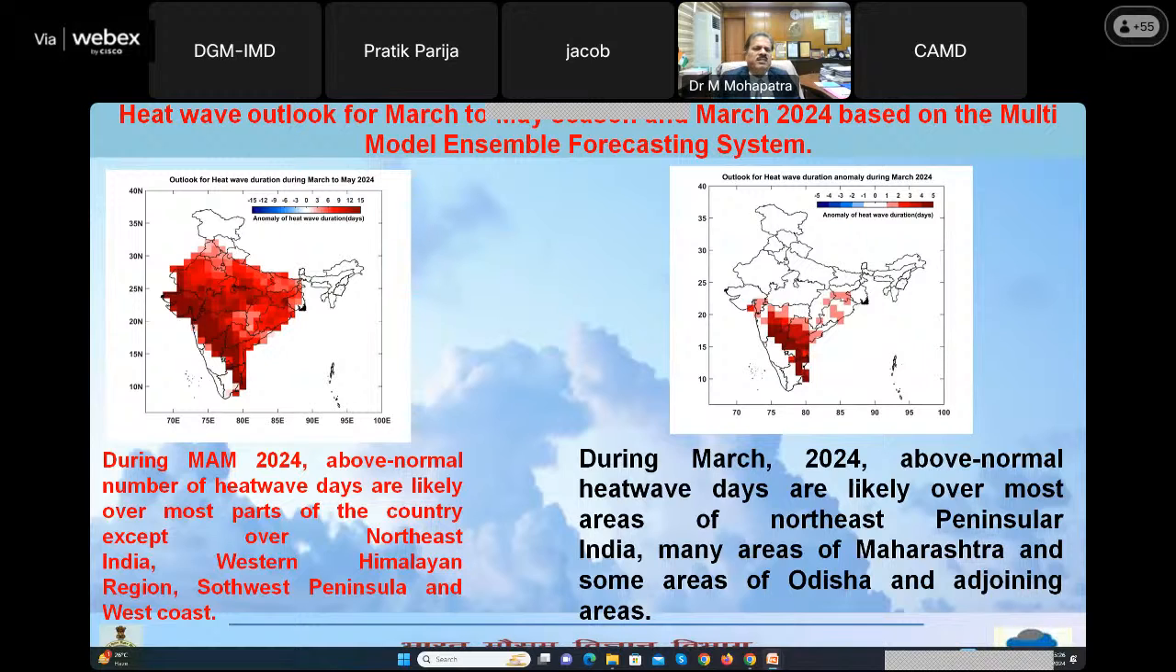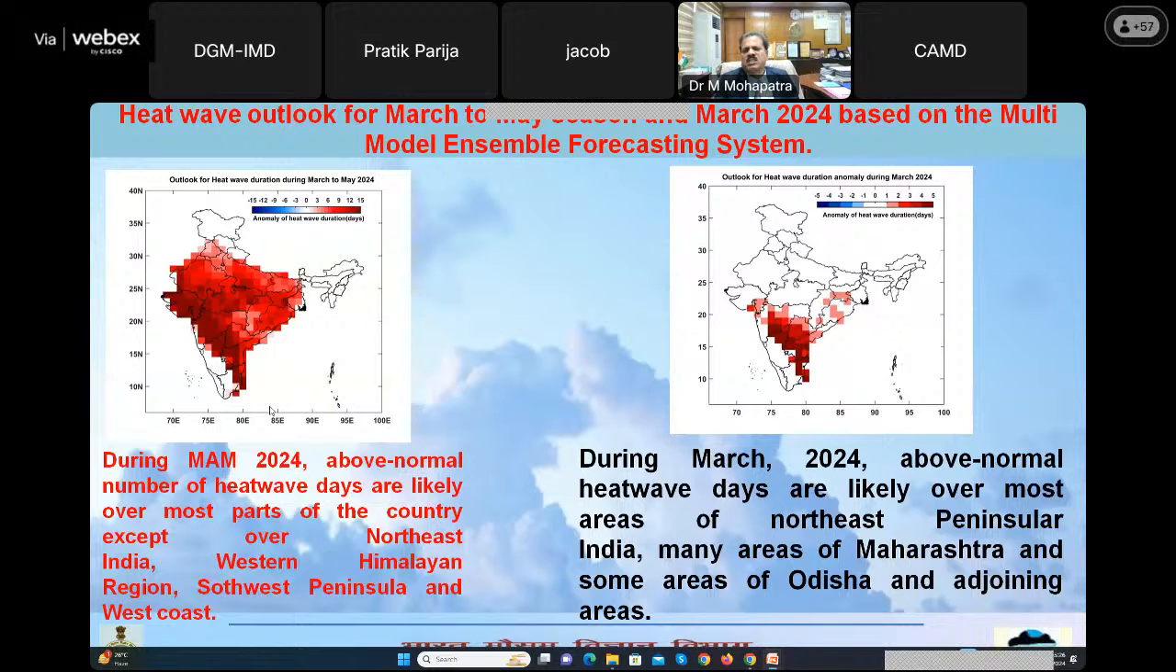Now, let us look at the heat wave conditions. During March to May, usually we get the heat wave conditions, and the area you see in the left-hand side diagram is the March to May heat wave conditions. It covers almost the northern plains and then central India and adjoining northern peninsula. So here the prediction goes like this: the above normal number of heat wave days are likely for most parts of this country. That means this region mainly which experiences heat wave conditions. Except Western Himalayan region, northeastern states, west coast, we are not expecting. But remaining regions, you can have the higher number of heat wave days this year during March to May.